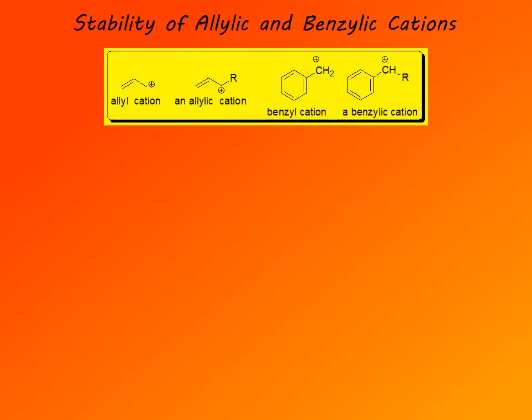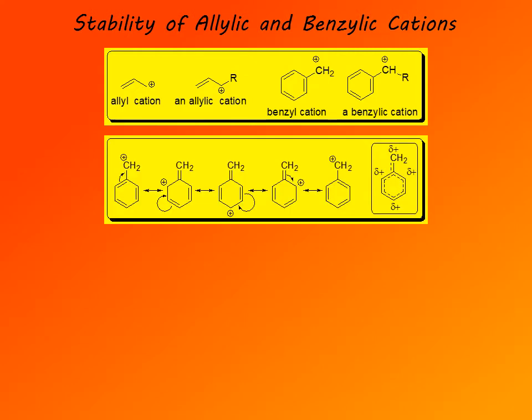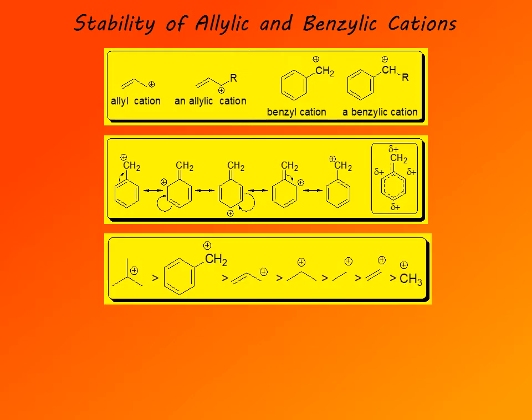Both of them are stabilized by resonance, and we have seen that before, and we have seen their resonance structures before. Here, just to remind you, are resonance structures of benzyl cation. So both of these species are stabilized quite a bit through electron delocalization or resonance. And now we can include these resonance stabilized carbocations in the order of stability of carbocations. Primary benzylic and allylic cations are slightly more stable than secondary carbocation and less stable than tertiary. So that would be the order of stability.